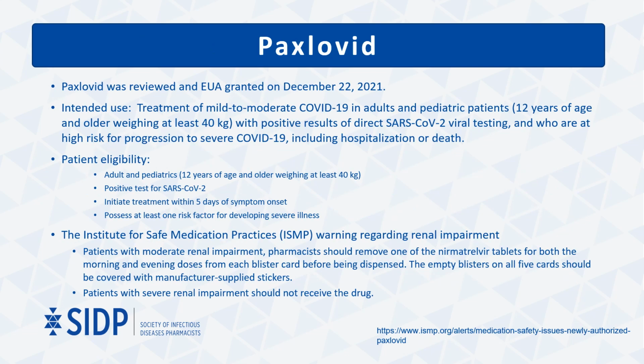Based on the data from the EPIC trials, Paxlovid was reviewed and granted its EUA on December 22nd of 2021. The intended use for Paxlovid is for the treatment of mild to moderate COVID-19 in adults and pediatric patients 12 years of age or older weighing at least 40 kilograms, as long as they had a positive result with a direct SARS-CoV-2 viral test and who are at high risk for progression to severe COVID-19, including hospitalization or death.